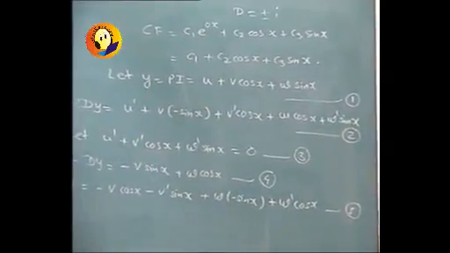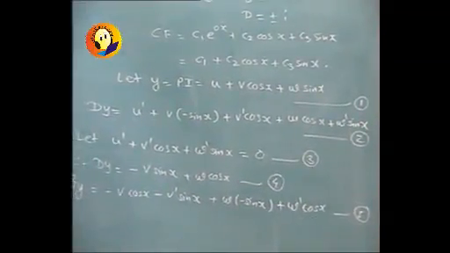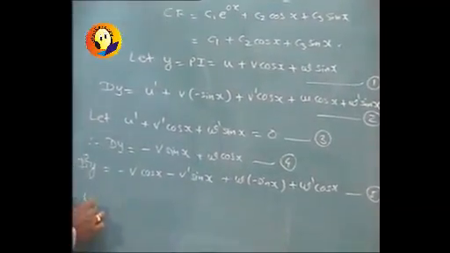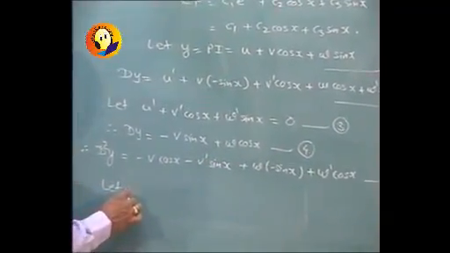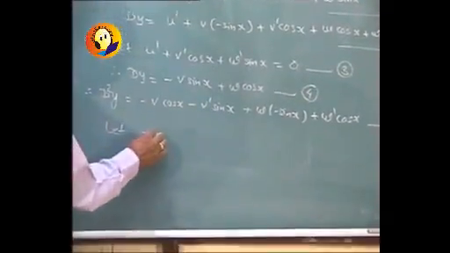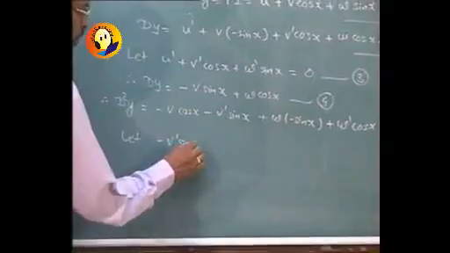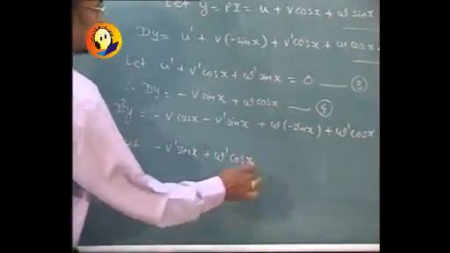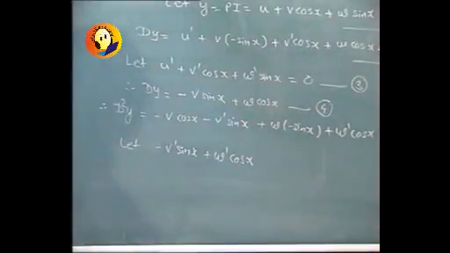Being a cubic, d cube term is there, we are required to have one more assumption. So we again go for the same assumption, that is terms containing u dash, v dash, w dash should be equated to 0. And we say that let minus v dash sin x plus w dash cos x, okay, fine.